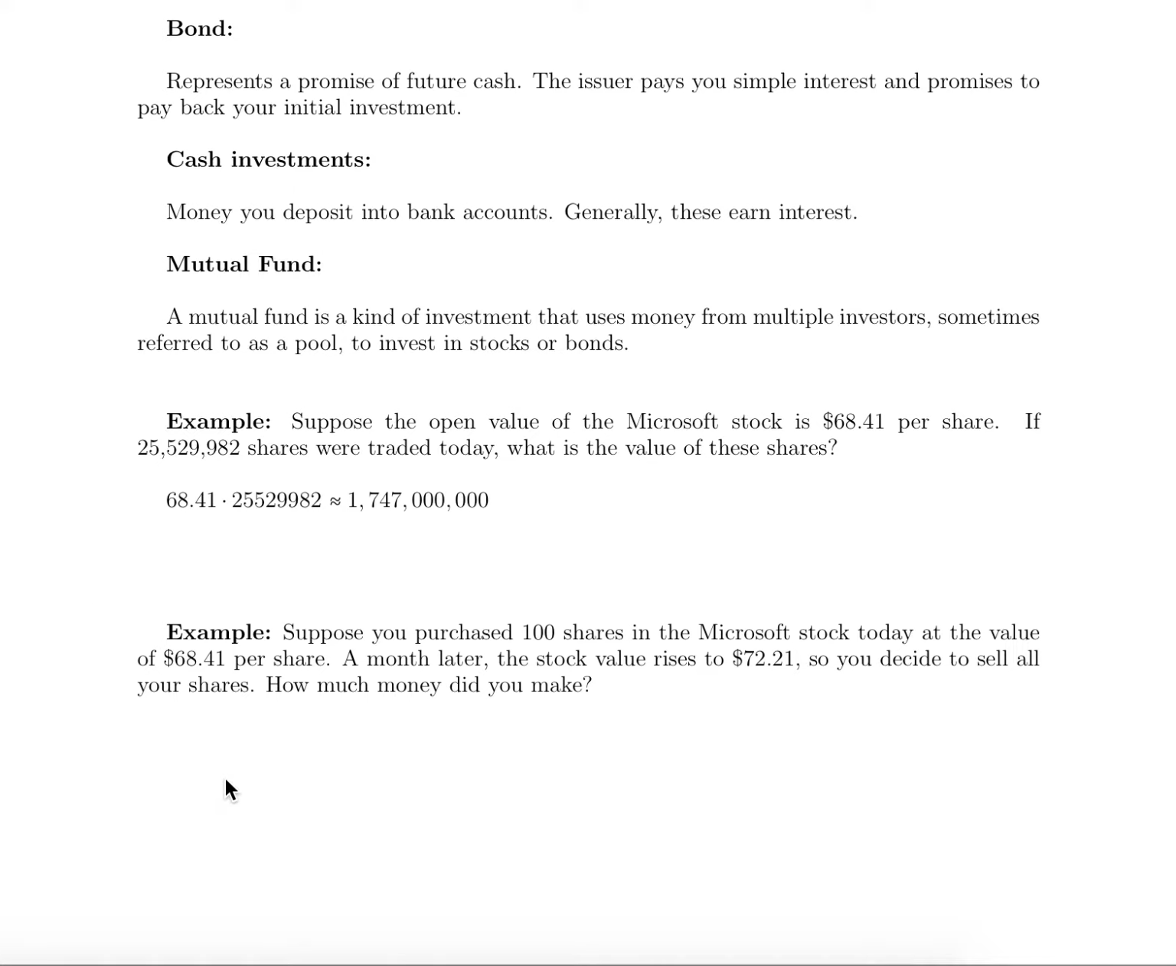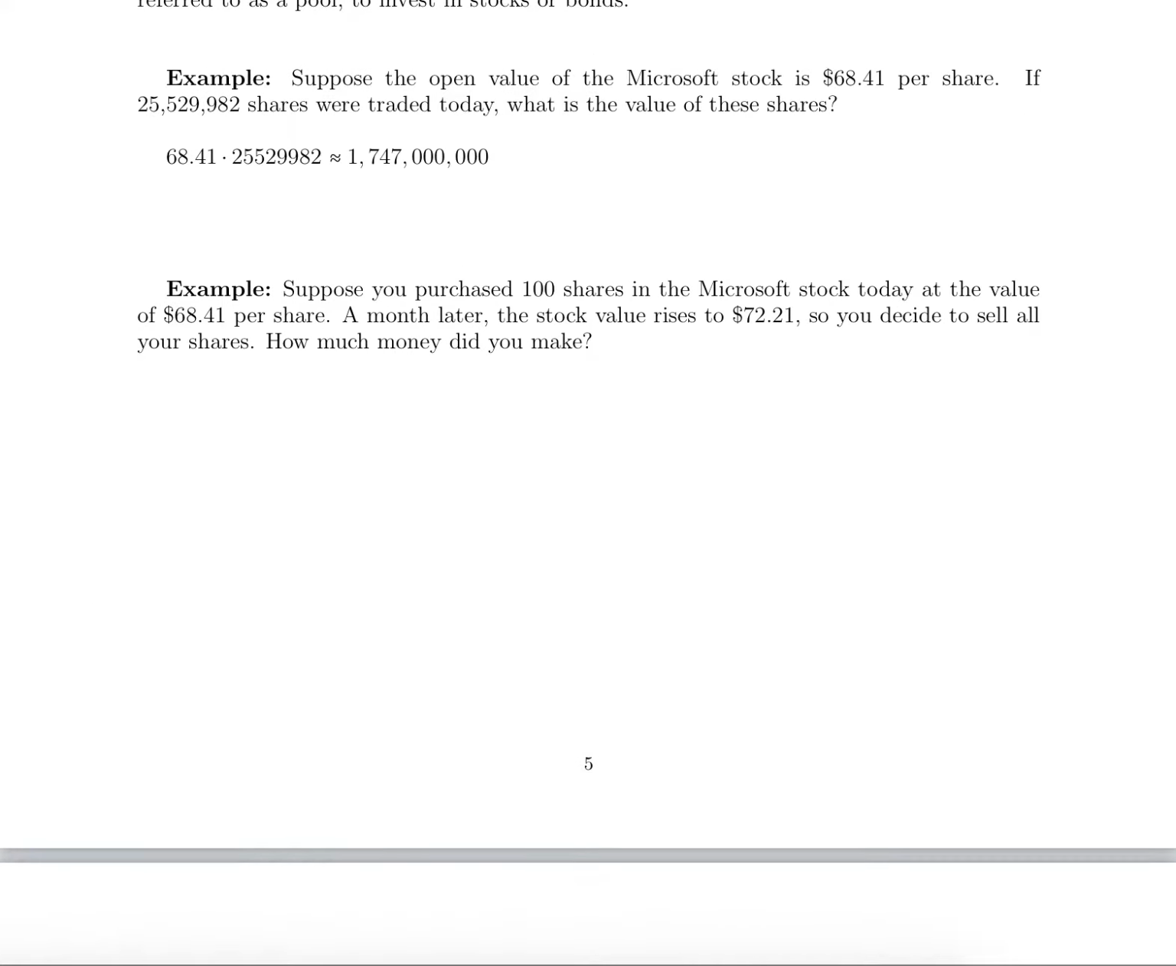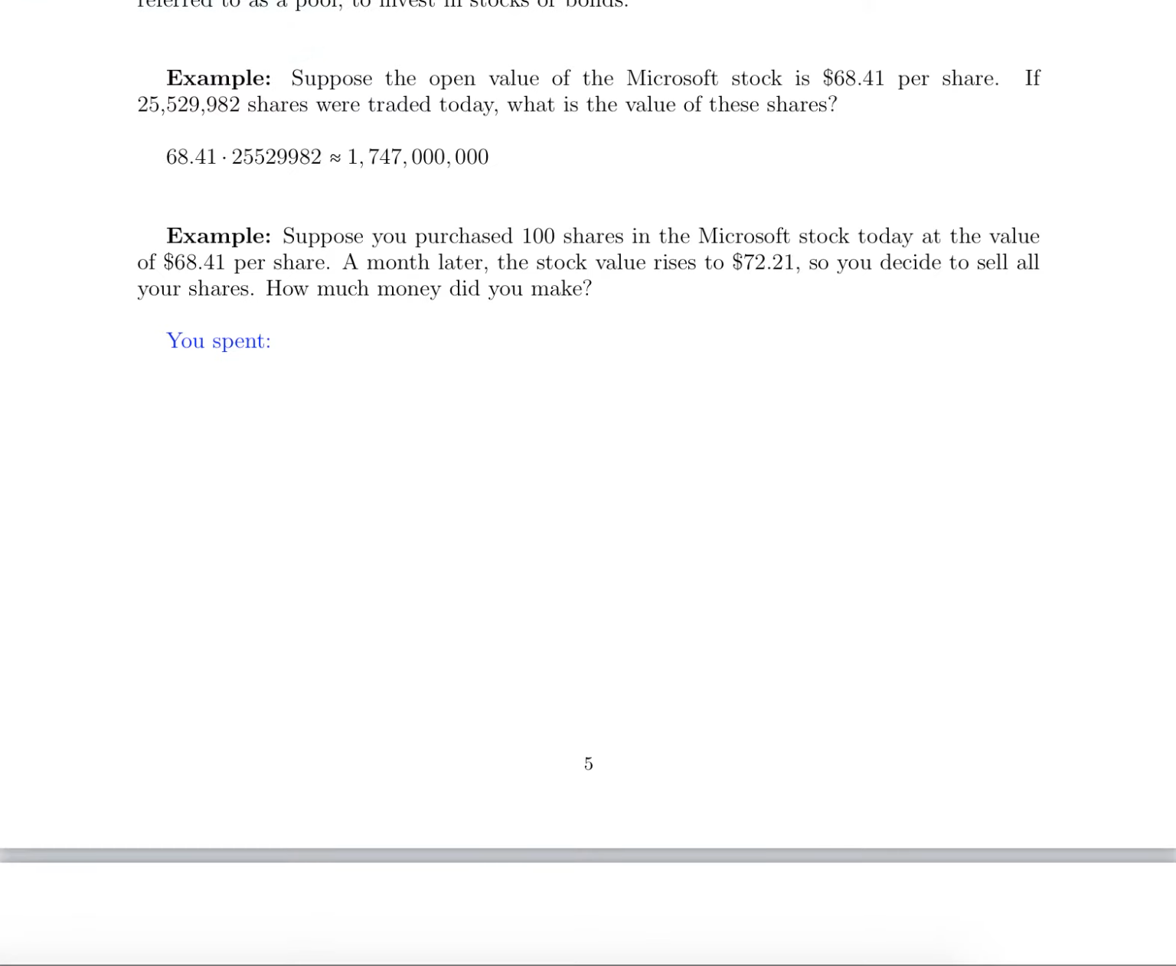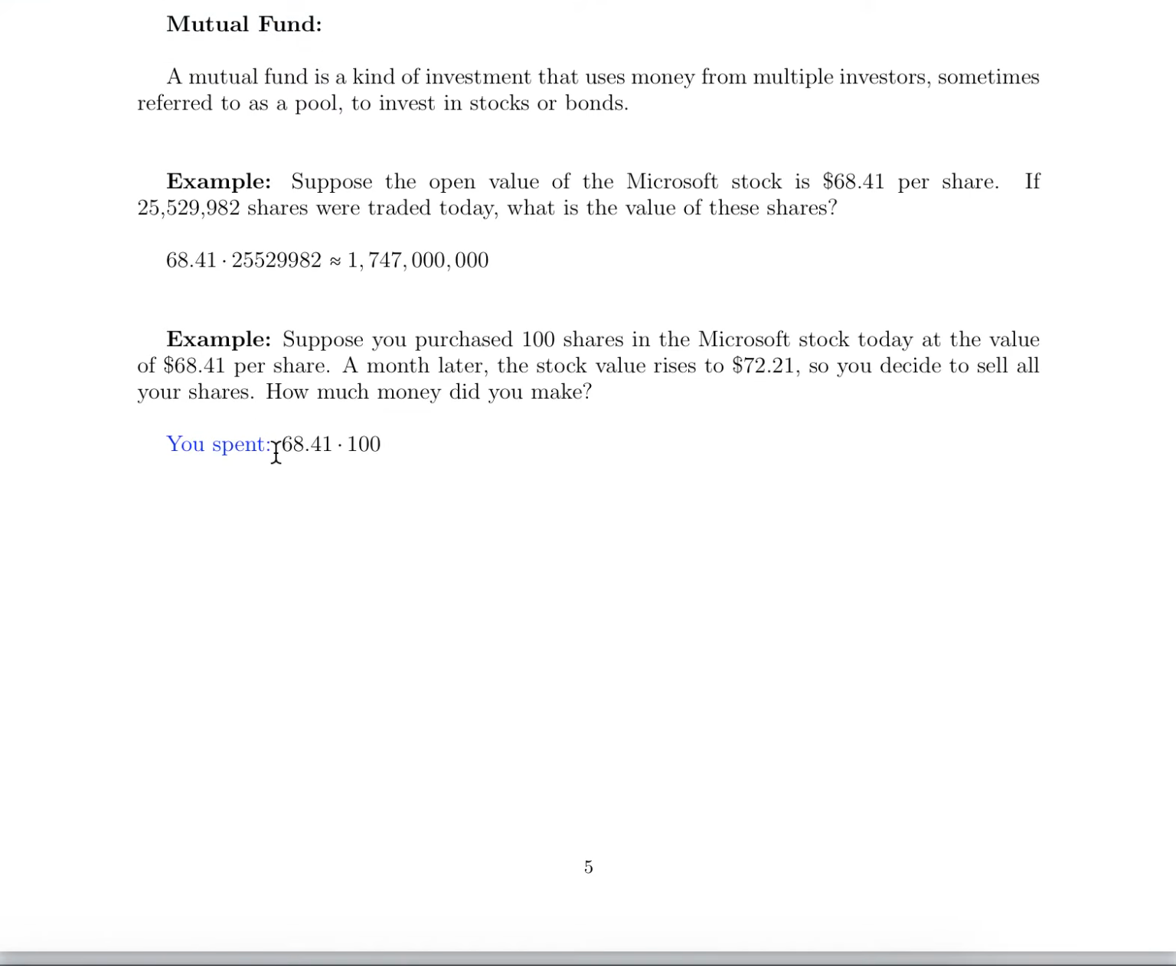So, for this one, we first need to calculate how much we spent. So if we bought in at $68.41 per share, we bought 100 shares, how do we calculate how much we spent? Well, similar to the previous problem, we'll just multiply. So 68.41 multiplied by 100, and hopefully that means you get $6,841. So that's how much you spent on your initial investment.